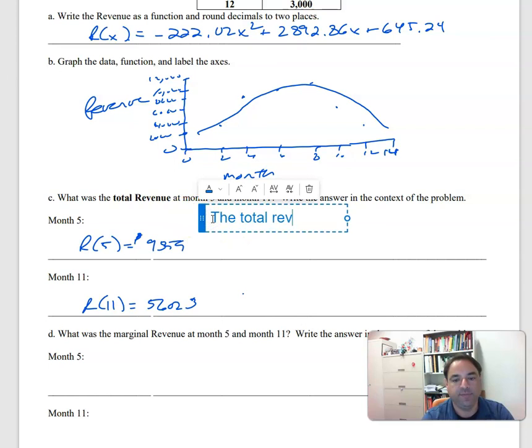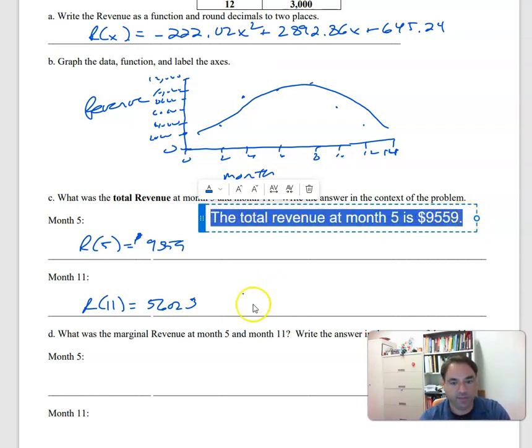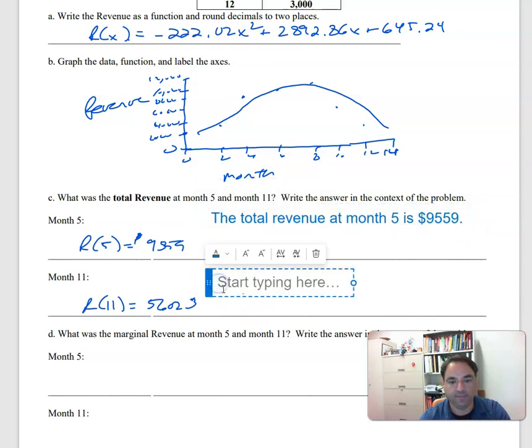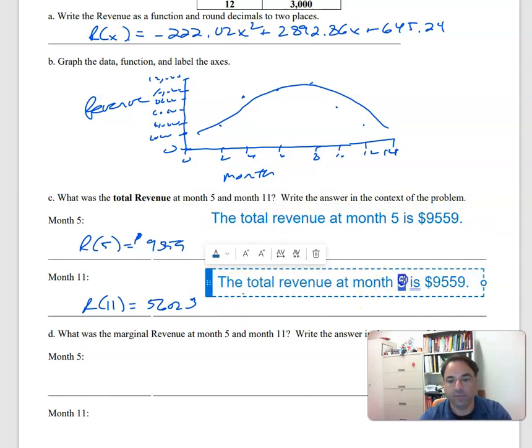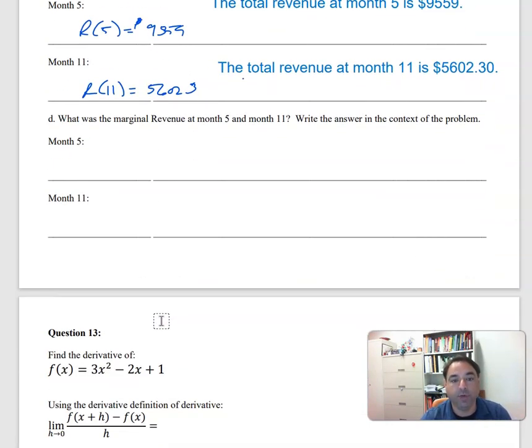So if I was going to put this in a sentence, the total revenue at month 5 is $9,559. Then for 11, the total revenue at month 11 is $5,602.30.